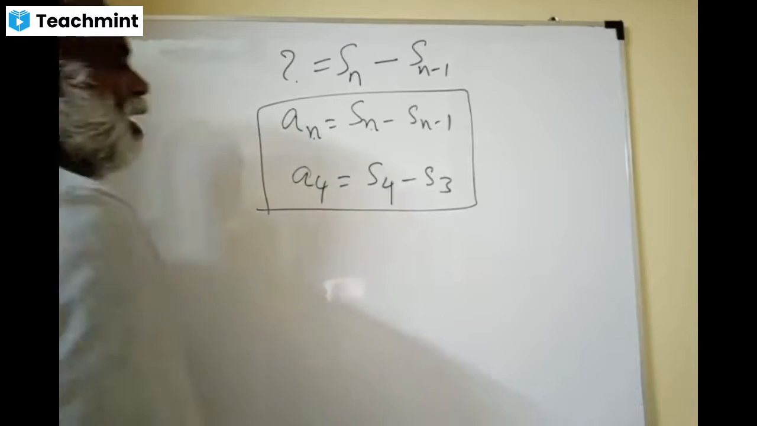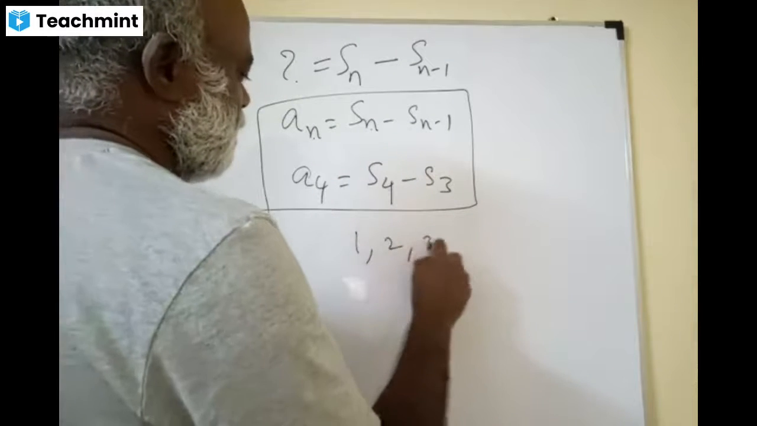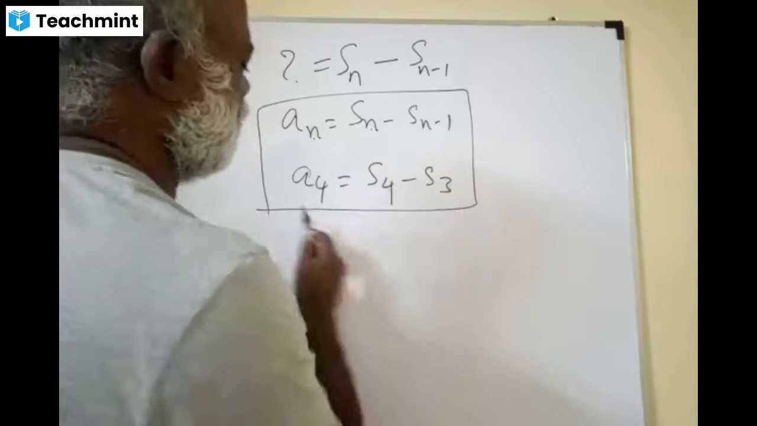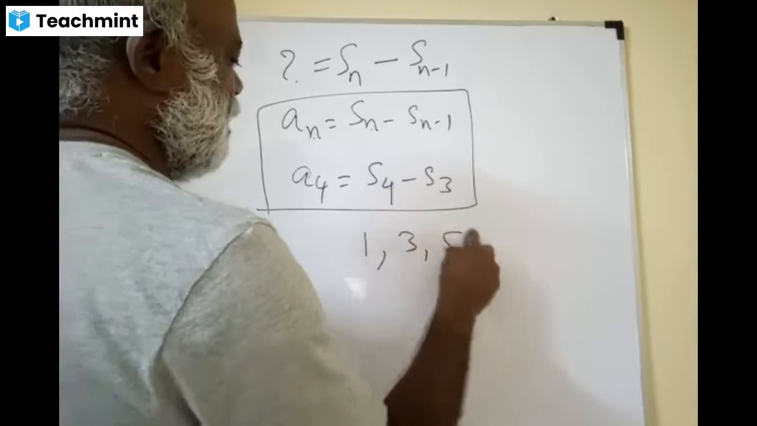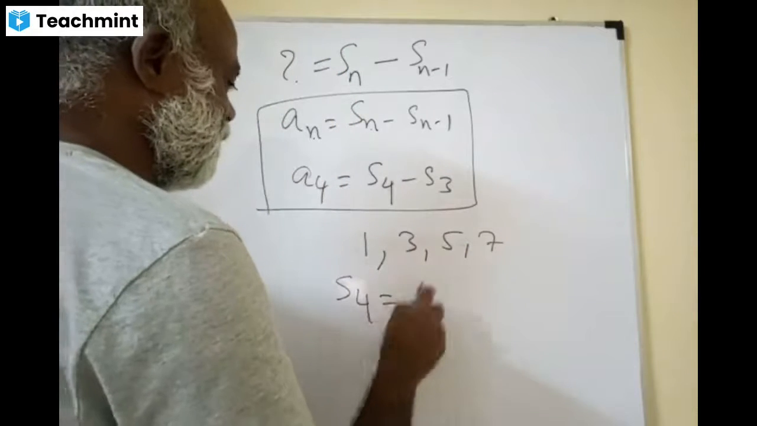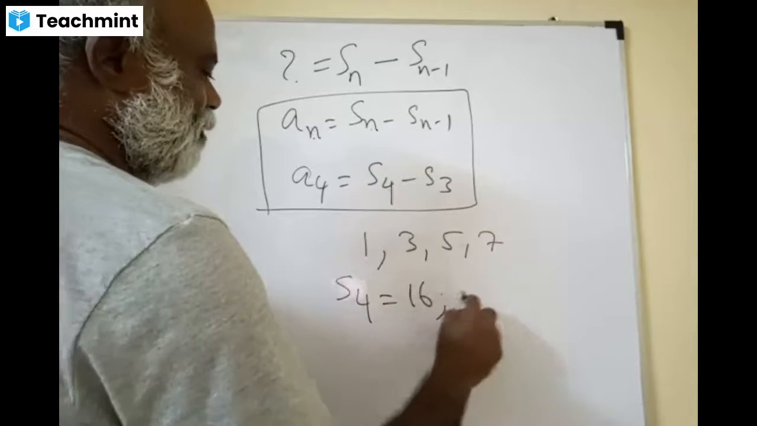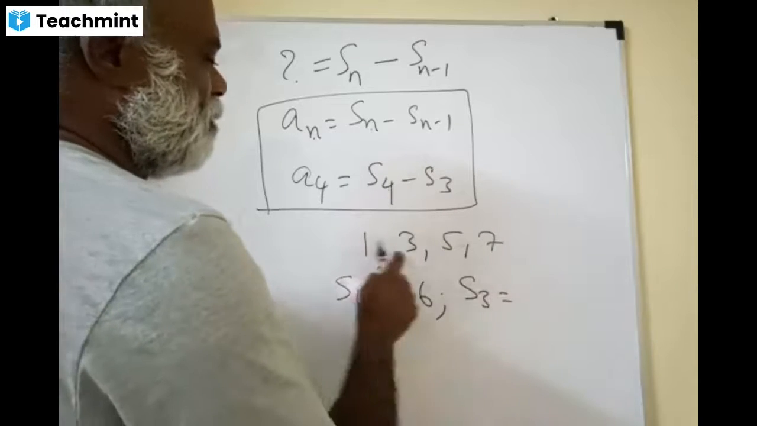Look, S4 minus S3 is A4. Just see this. I'll write a different sequence: 1, 3, 5, 7. What is the sum of 4 terms? 16. What is the sum of the first 3 terms?